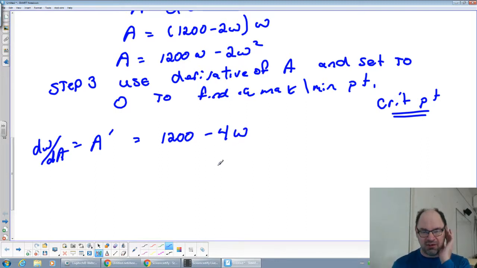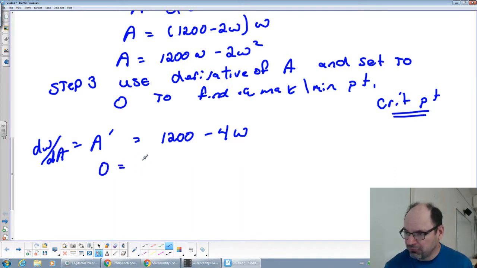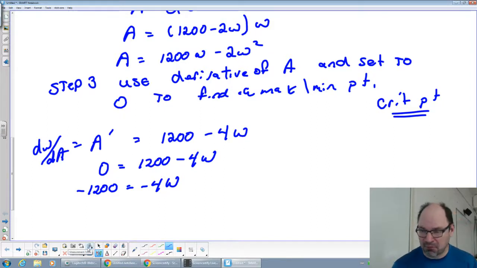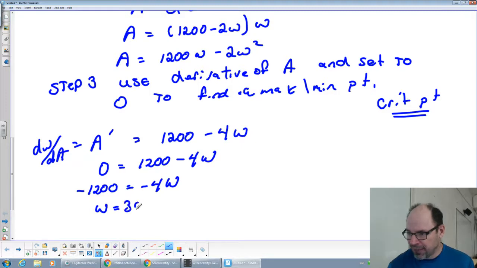Now if we set the derivative to 0 and solve it, we will have a critical point where W is equal to a certain value. So set this to 0, and we can move this over to the other side. We end up with W equal to 300 when we divide both sides by -4. That only tells us what the width is, but we need the length. So then we have to find L.